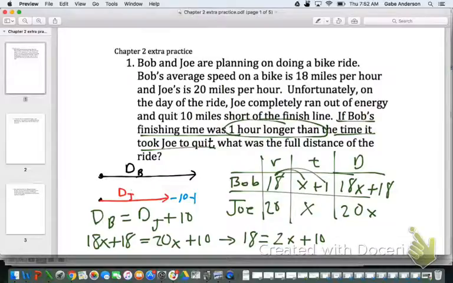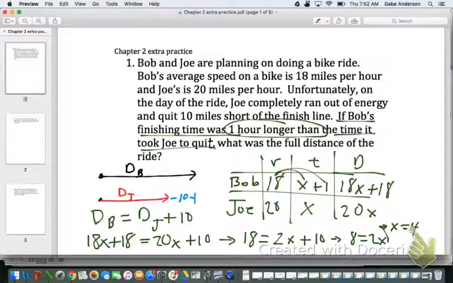Subtract the 10 over. That gives me 8 equals 2x, which finally gives me, divide by 2, x equals 4. Again, I'm skipping some of those equality steps because I'm out of room. So x equals 4. What did x stand for? Time. It stood for a time.